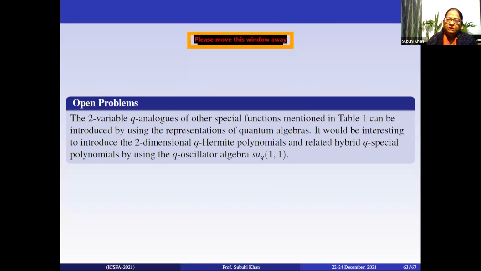And also someone may find it interesting to introduce the two-dimensional Q-Hermite polynomials and also related hybrid Q special polynomials by using another Q algebra, that is Q oscillator algebra, SUQ11. And many more things can be done as in this conference. There are persons with diverse areas, so there are various possibilities, maybe with fractional calculus also. I have not tried, but someone can explore that also.